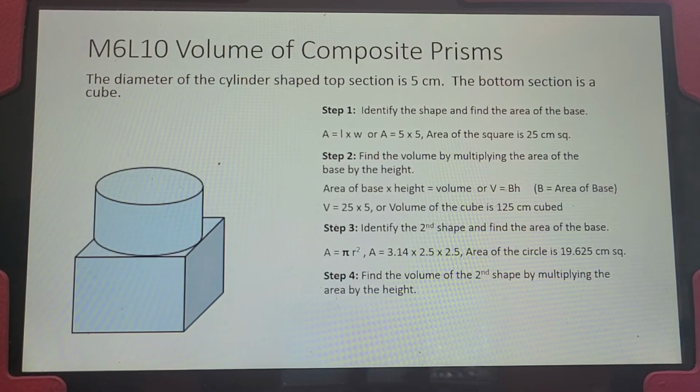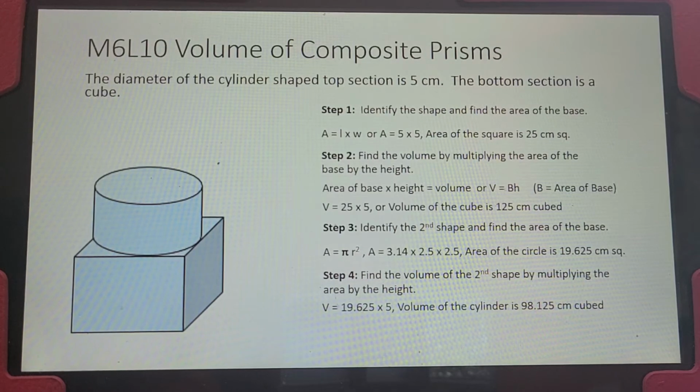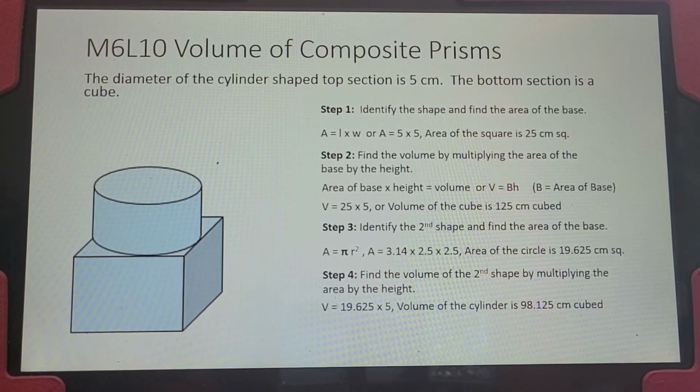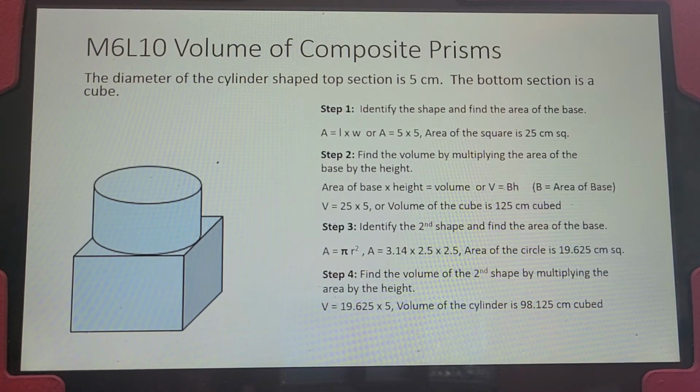Next we'll find the volume of our second shape by multiplying the area by that height. So we get the volume is equal to 19 and 625 thousandths times 5. Now remember that the diameter is 5, which means that our height is also 5, okay? It matches our cube. So the volume of our cylinder is 98 and 125 thousandths centimeters cubed.